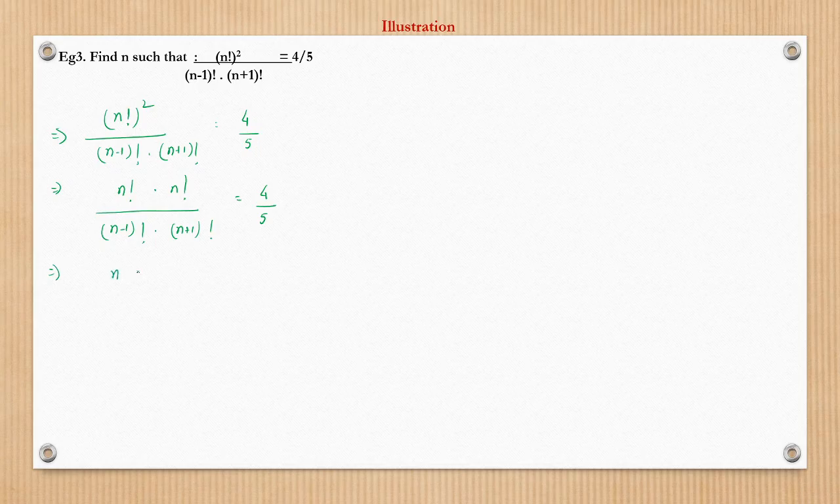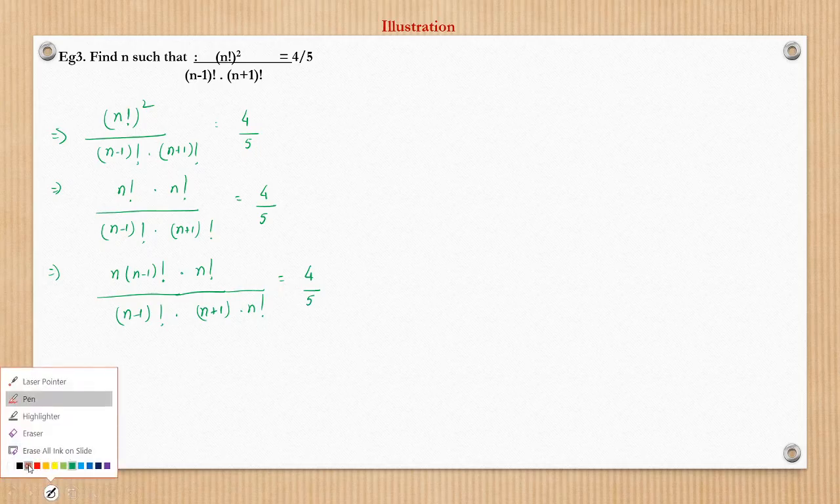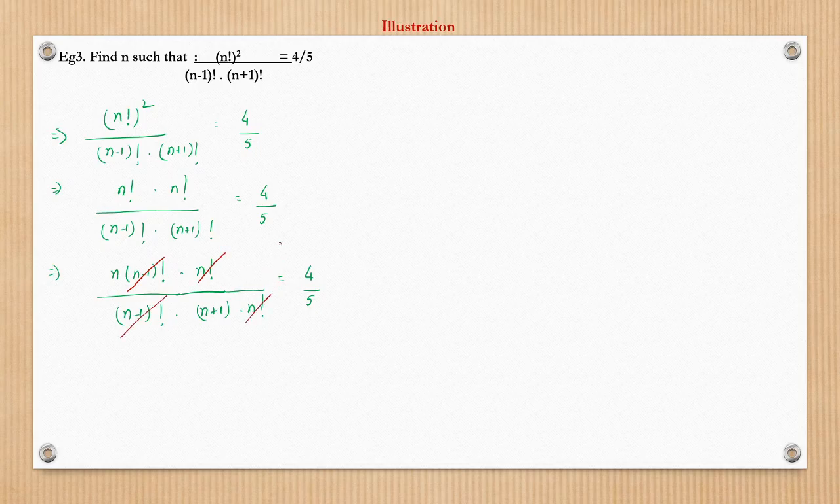Again, now numerator I can write this n factorial as n into n minus 1 factorial. Further, this is n factorial. Denominator here is n minus 1 factorial into this n plus 1 factorial I can write as n plus 1 into n factorial. Now see, this is nothing but 4 by 5. So this n minus 1 factorial gets cancelled with this n minus 1 factorial, and this n factorial gets cancelled with this n factorial.